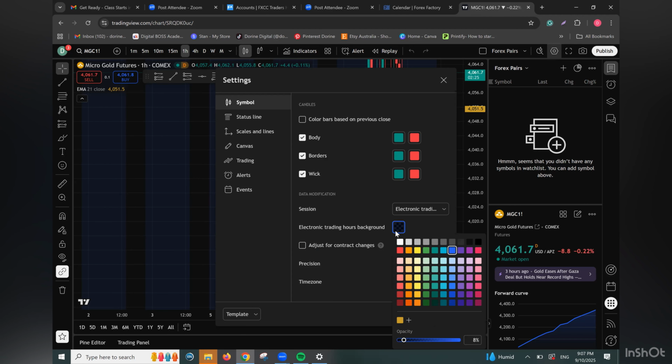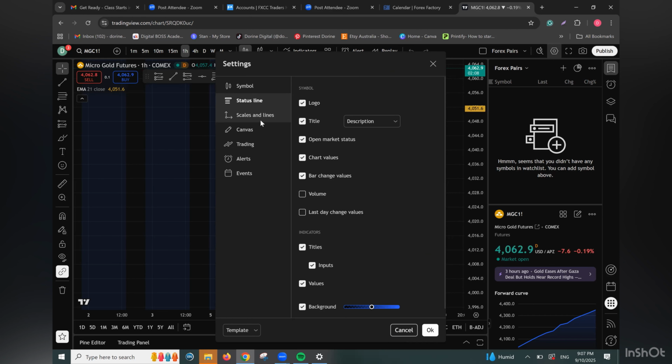So you go to status line. On status line, the only thing you should have a tick on is title's background. So title, click, remove it. Inputs, no, keep that one, keep it. Remove. Okay. Click on okay.